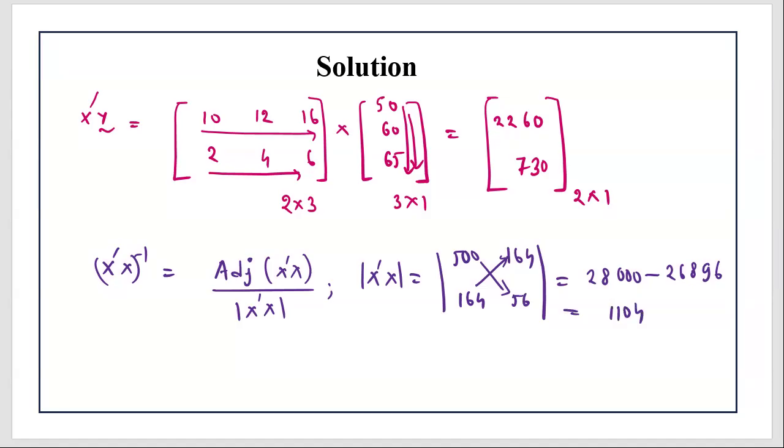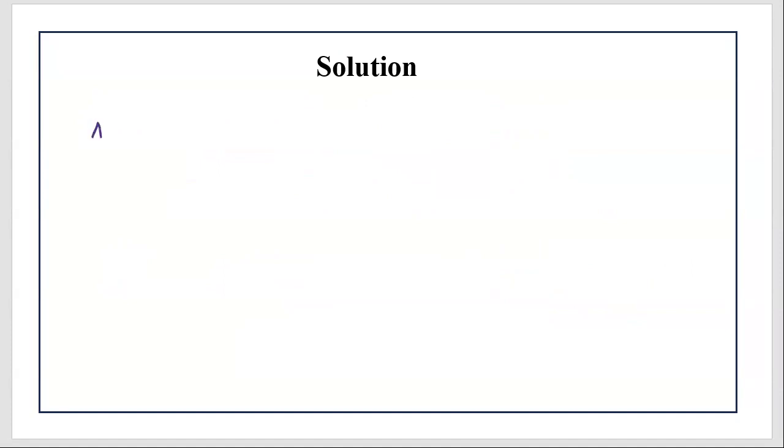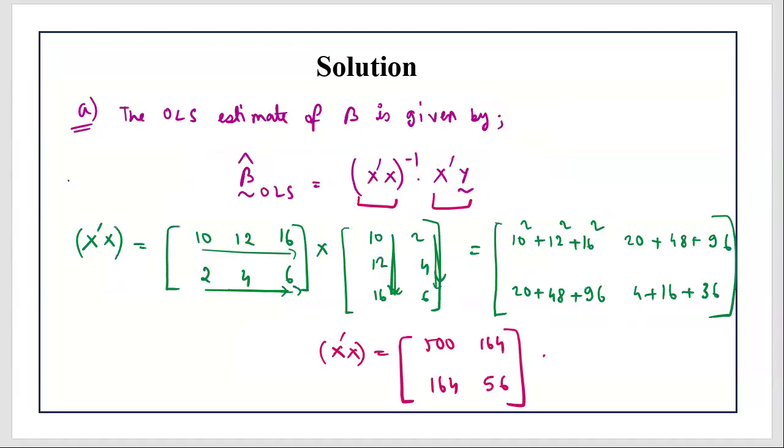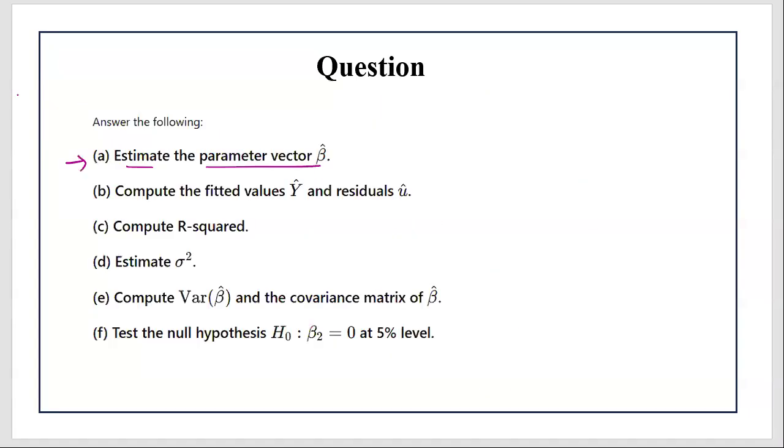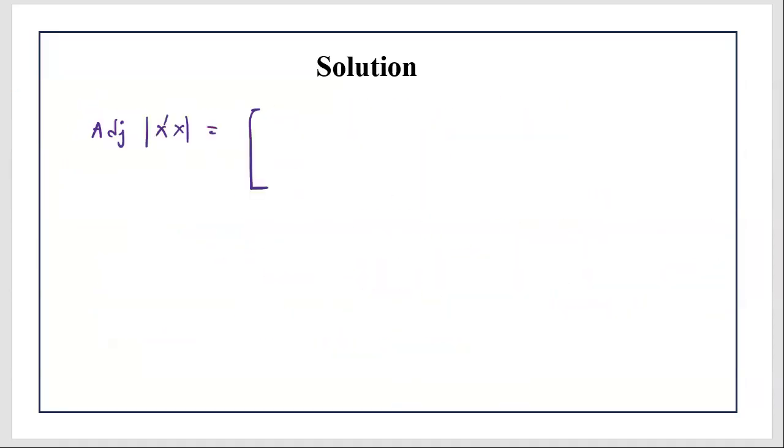And then how do you find the inverse? Calculate the adjoint for that. In adjoint, in case of 2 cross 2, what do you do? Simply interchange these two things and put minus in these two things. This is the formula. So basically, 56 and 500 will interchange their position and the remaining will have a minus sign before them. This is minus 164, this is minus 164.